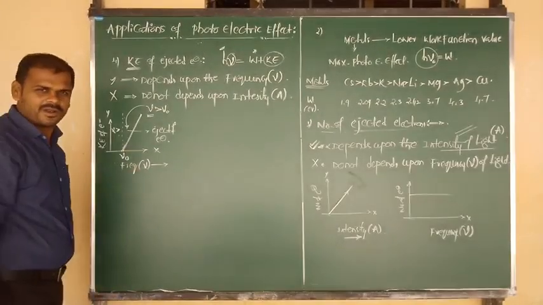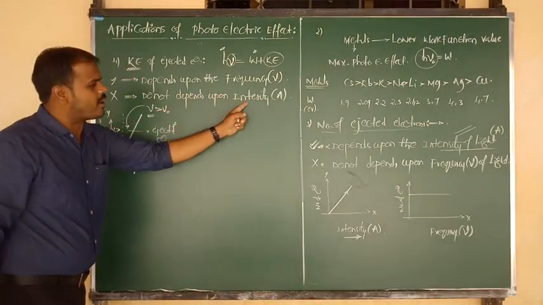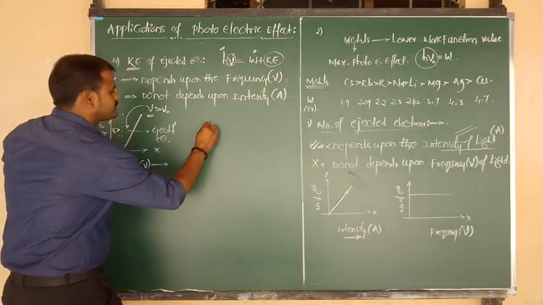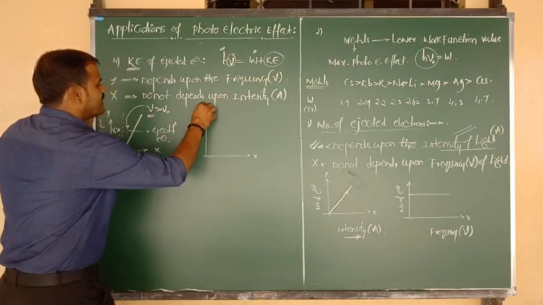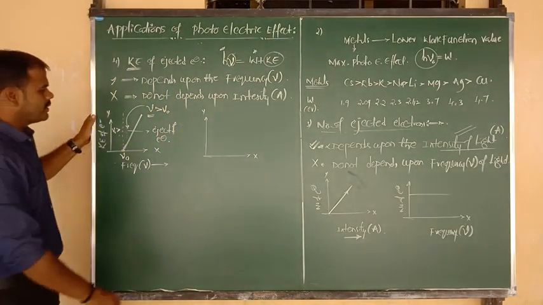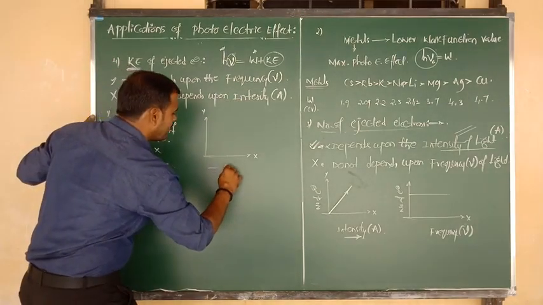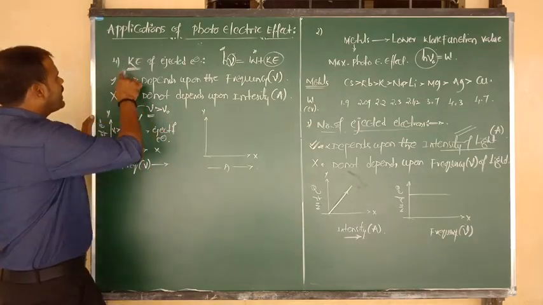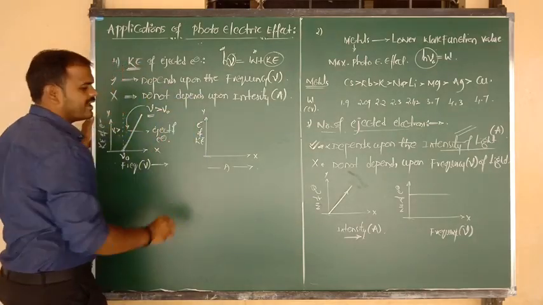Very, very important graph. Kinetic energy depends upon frequency, but does not depend upon intensity or brightness. Next, on the x dimension we are going to write intensity, the symbol is A, and on the y dimension again the kinetic energy of the ejected electron.